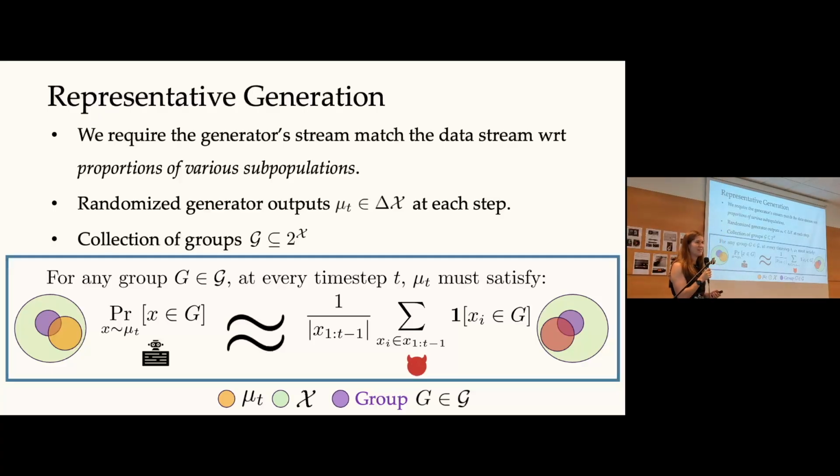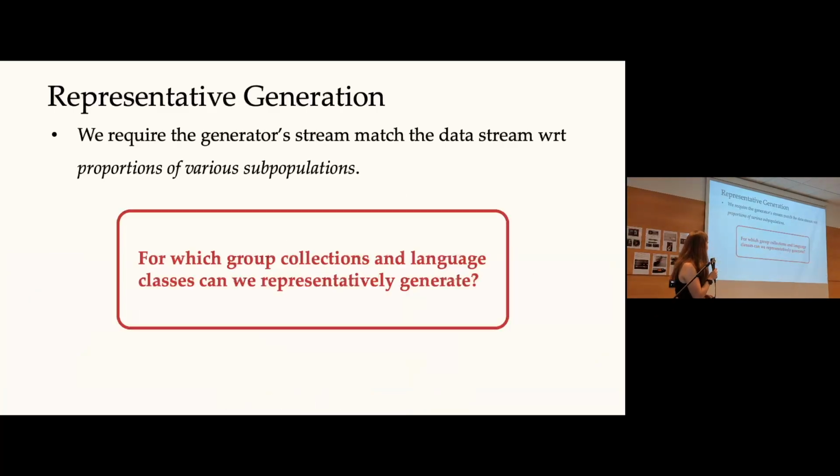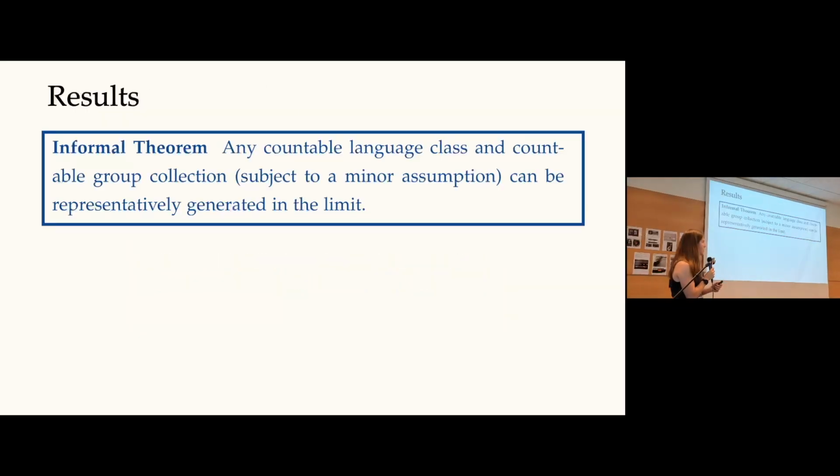Any questions about the definition? Cool. The natural question here is, for which collections of groups and collections of languages can we actually achieve this notion? The key theorem that we show is that this is very possible for most sets of groups and languages. For any countable language class and pretty much any group collection subject to a minor constraint, you can representatively generate in the limit.